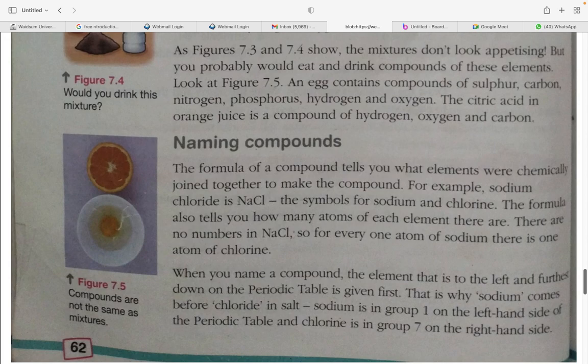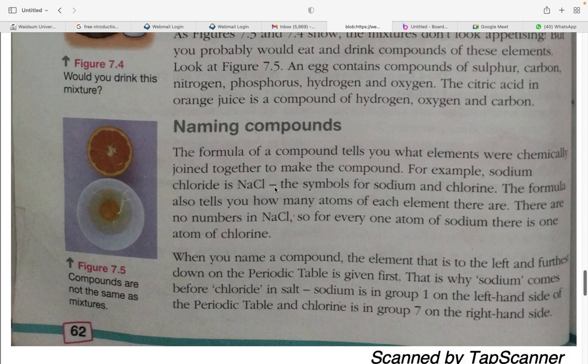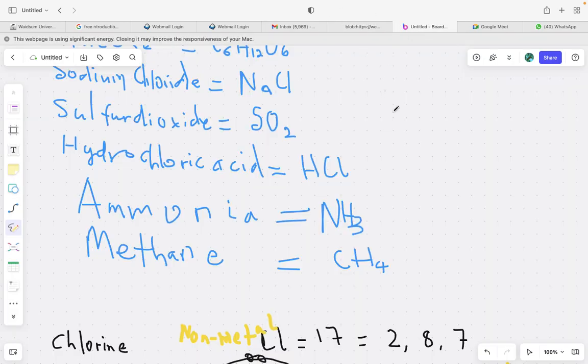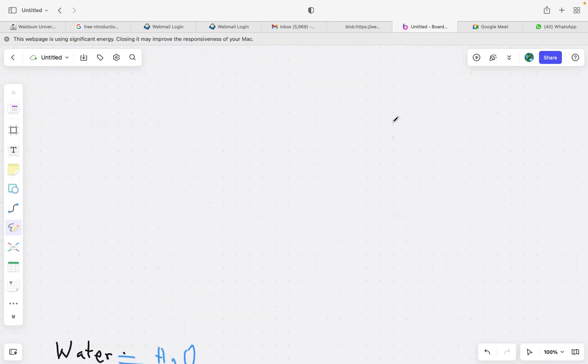Now, how do we name compounds? If a compound ends with halides, now let's see what we call halides. Halides are the halogens. Have you heard of the halogens in the periodic table? Group 7 of the periodic table. You can check Group 7 of the periodic table, they are called the halogens.